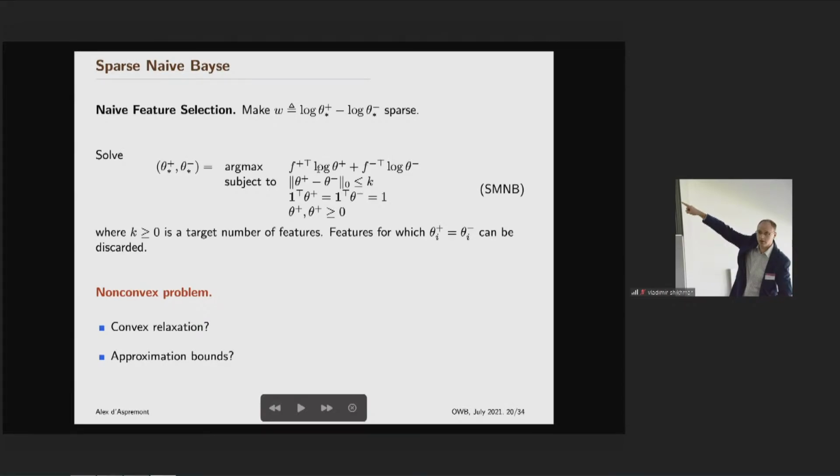It's the original maximum likelihood problem with the additional constraint that the L0 norm of theta plus minus theta minus is smaller than k, right? It's a simple variation, but now, of course, it's a lot harder. It's a non-convex problem. It has combinatorial features. Potentially it's directly related to subset selection and potentially NP-hard, so this is hard, right? And so the key questions are, can we form a convex relaxation, and can we get good approximation bounds on the solution of these relaxations?